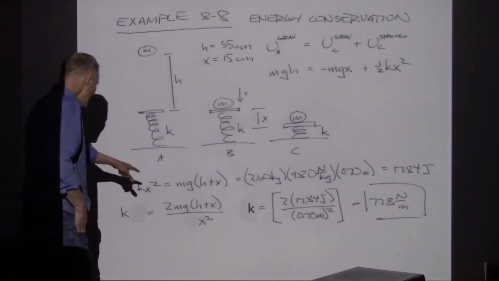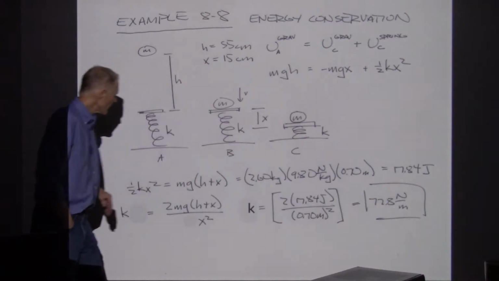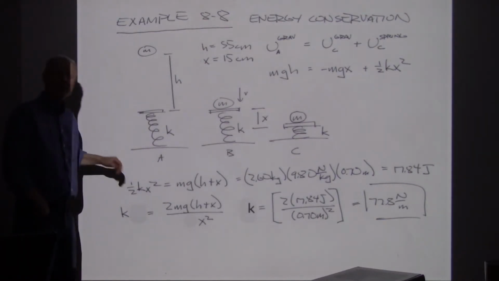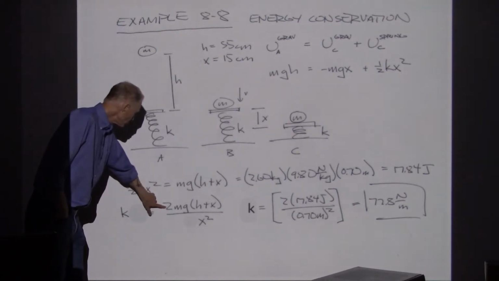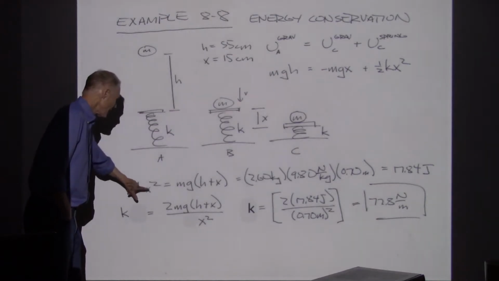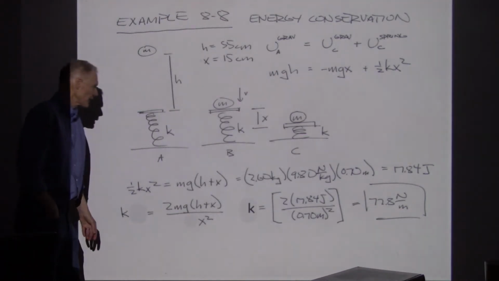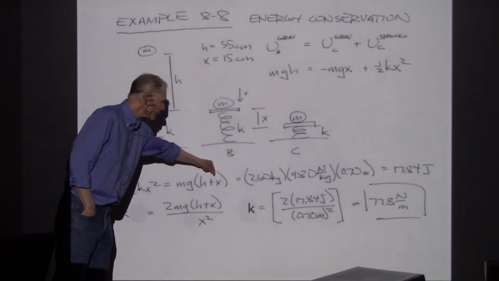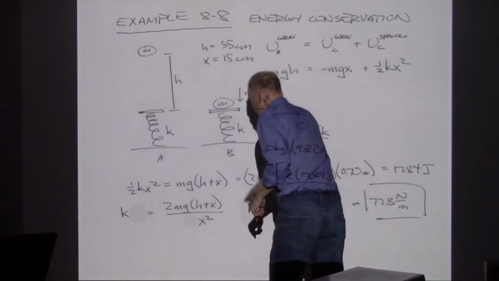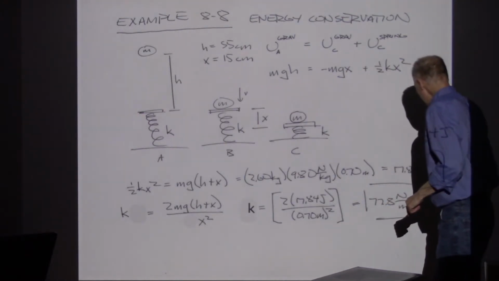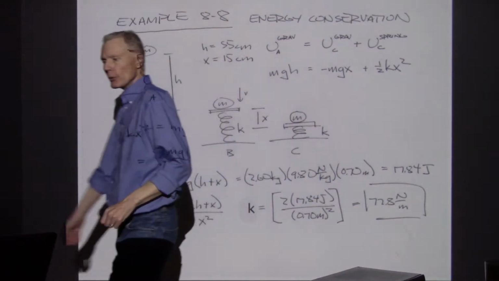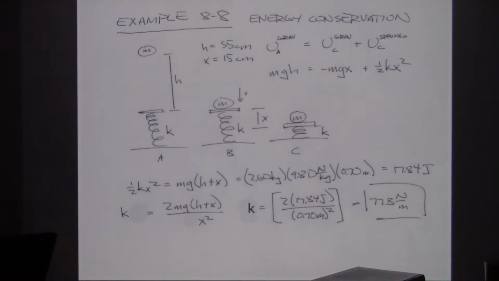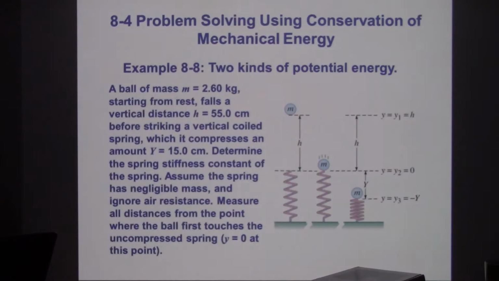Now, what I've done here is come back to the algebra and solved for k. So a factor of 2 shows up over here. The x squared goes into the denominator. And then I have an h plus x here. Putting all those numbers in from that lower equation, I ended up with a k value of 72.8 newtons per meter is what it looks like. Okay, so a lot of setup, and they only ask about one item.